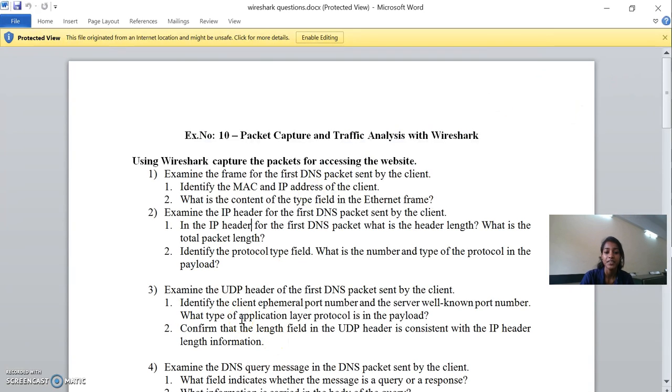The third question asks, examine the UDP header of the first DNS packet sent by the client. Identify the client ephemeral port number and the server well-known port number. What type of application layer protocol is in the payload? Let's try to answer the first question.